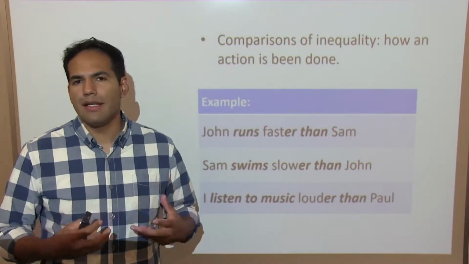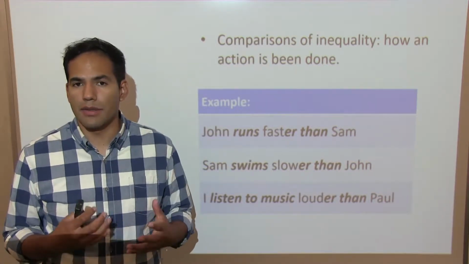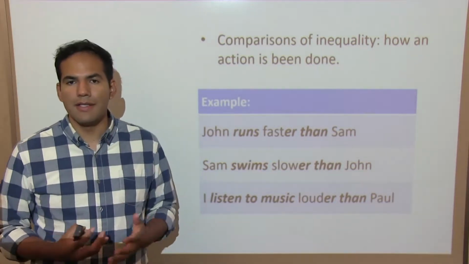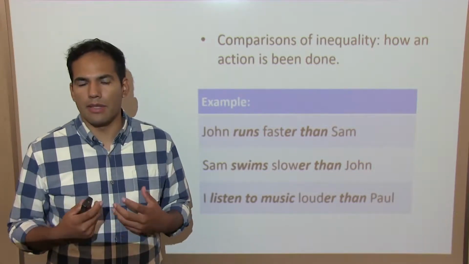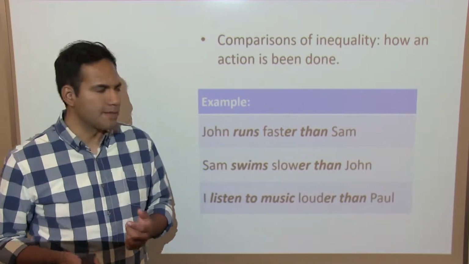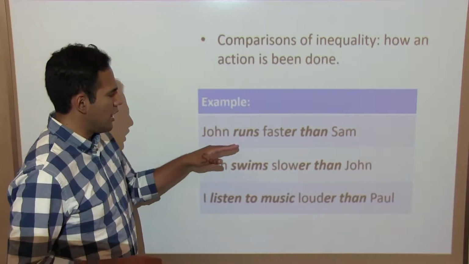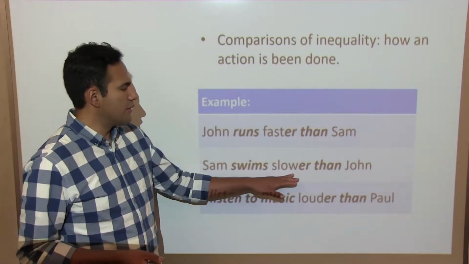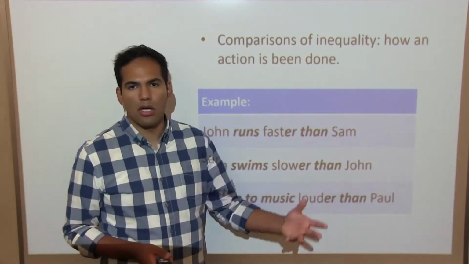So first of all, let's recognize how comparisons of inequality work in English when we use adverbs. Here I have 3 examples that we're going to be using throughout this video, and that will show you how this works and the patterns that we need to follow in order to create those sentences in English and also in Spanish. The first one is John runs faster than Sam, Sam swims slower than John, and I listen to music louder than Paul.